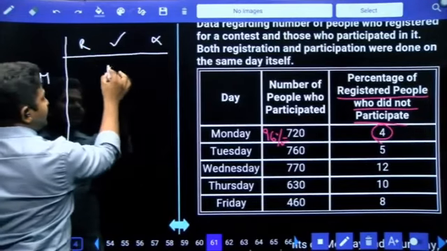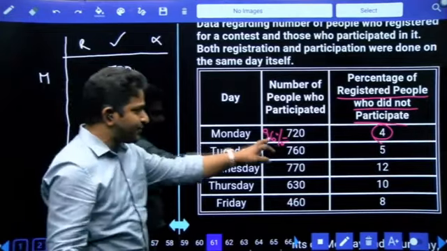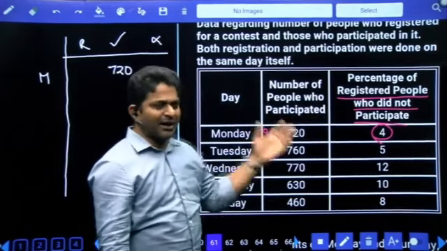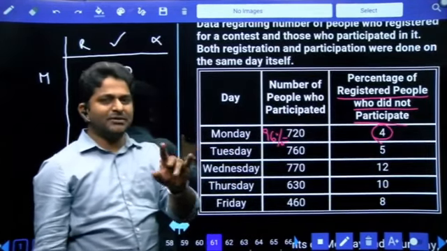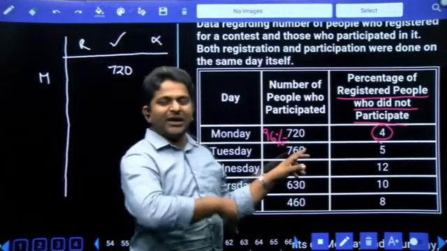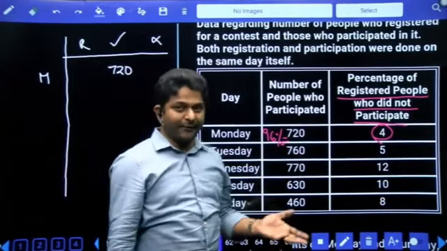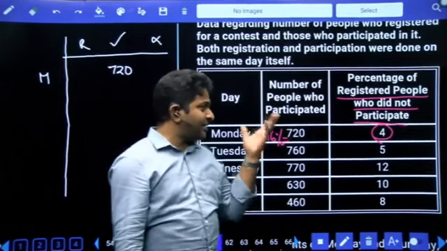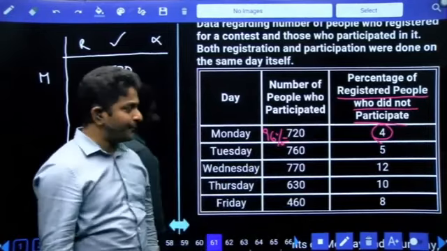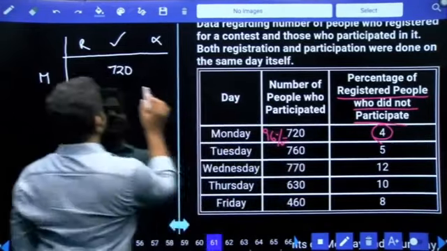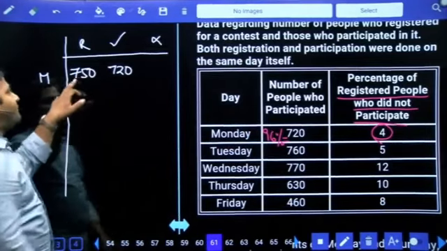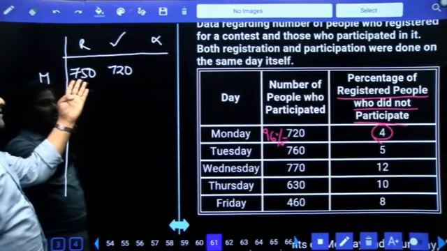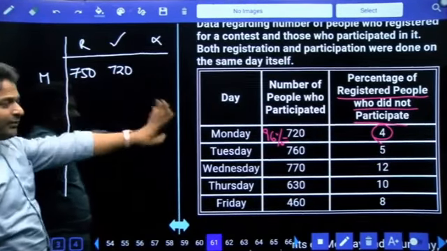On Monday, participated people are 720, which is 96%. Then registered people are 100%. That will be a little bit more than 96, and usually the 100% value should be a round figure. So 720 cannot be 800 because we have a huge gap. So it can be 750. You can treat 750 as a round figure because it is ending with 50. If it is 750, 1% is 7.5, 2% is 15, 4% is 30. Subtract 30 from this number, you are getting 720, perfect answer.